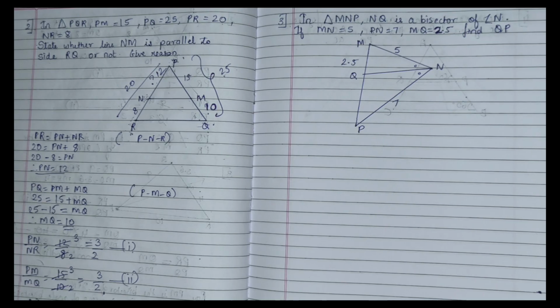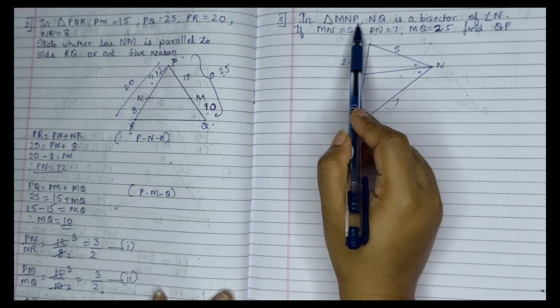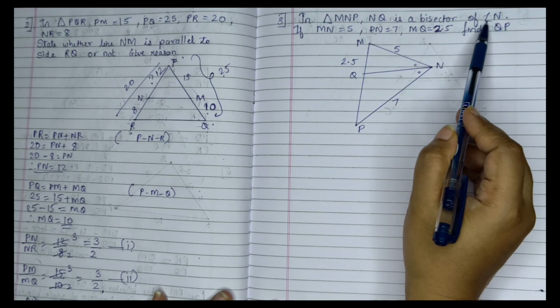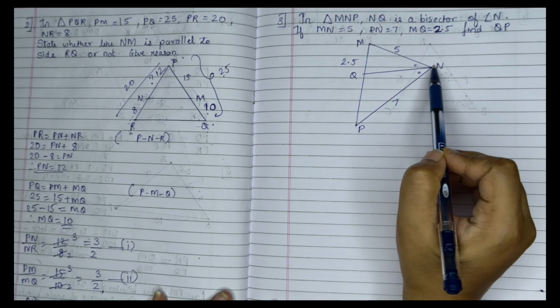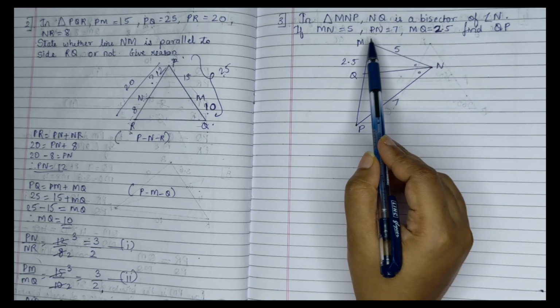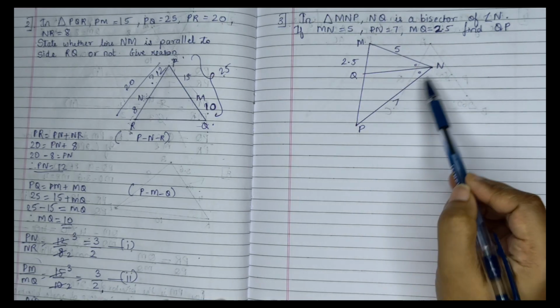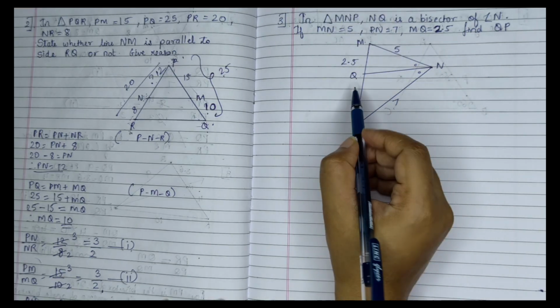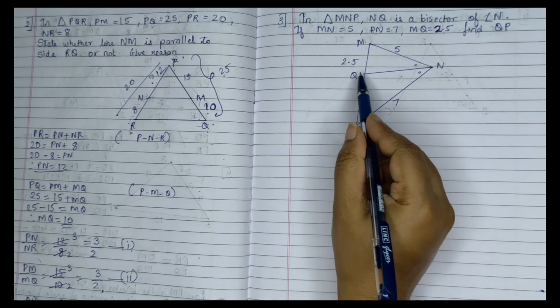Now see the third sum. In triangle MNP, NQ is the bisector of angle N. Now these values are given. MN is 5, PN is 7, MQ is 2.5 and we have to find QP.